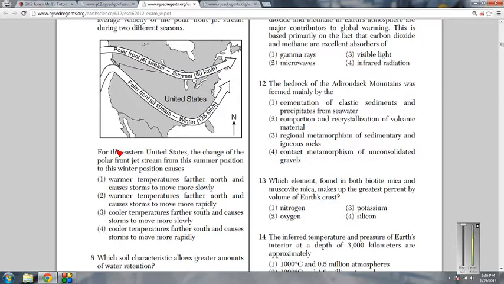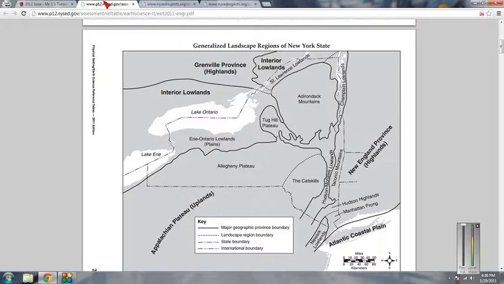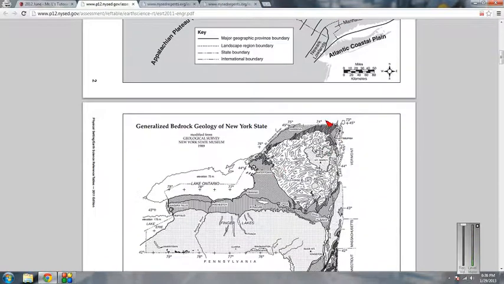Question number 12. The bedrock of the Adirondack Mountains was formed mainly by the. Now, whenever you see something talking about New York State, Adirondack Mountains, always go to the reference table, and you have the Adirondack Mountains here. You can tell which type of bedrock it has here.